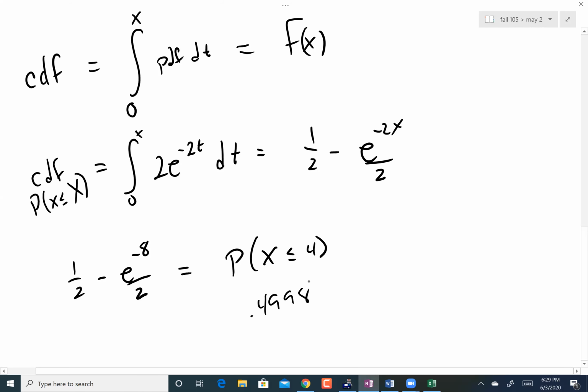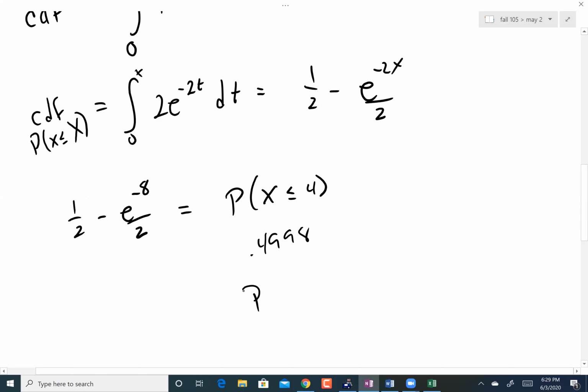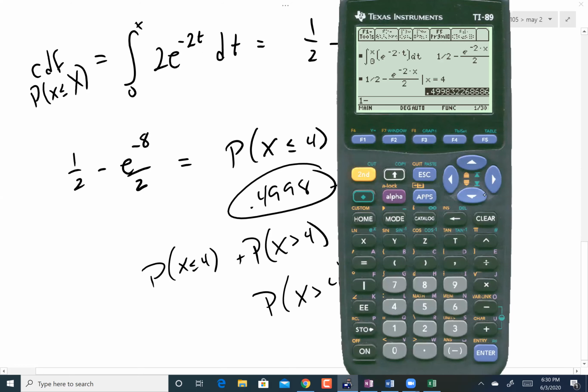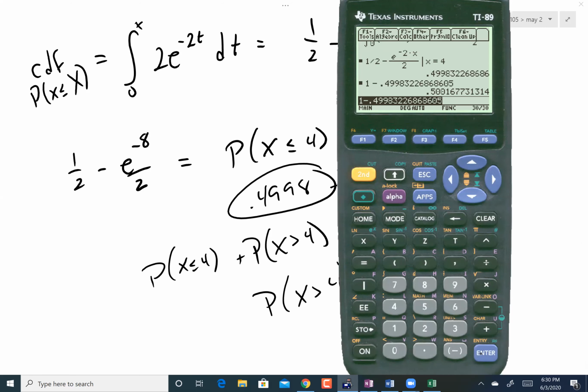0.4998. Well, that's not what I wanted. I want the probability that x was greater than 4. So that plus this is equal to 1. So just subtract this to the other side. So the probability that x is greater than 4 is equal to about 50%, give or take.